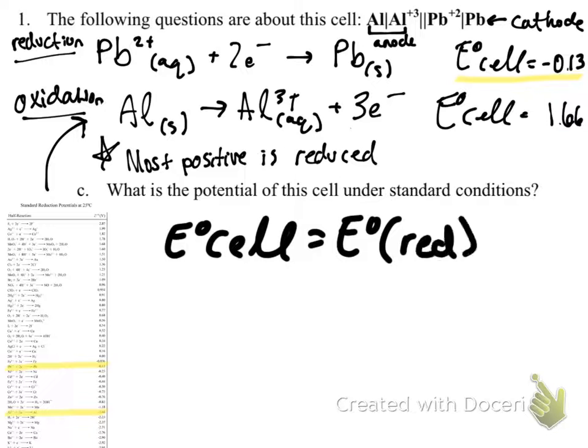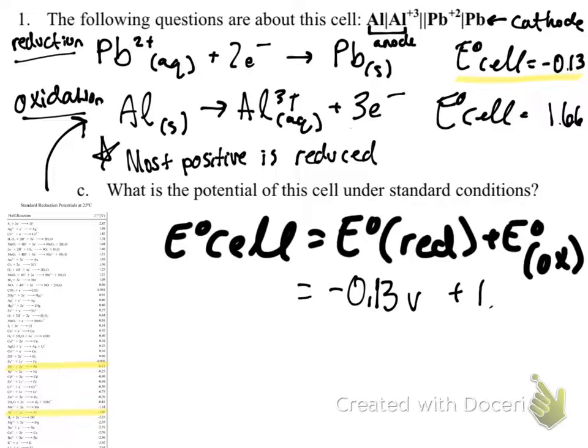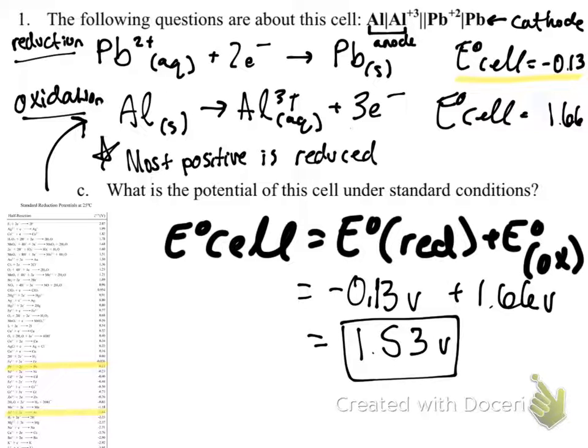So then we can go ahead and take our equation and add them together now. So this is our equation. We have E cell equals E reduction plus E oxidation. And so we're going to plug in our numbers now. We're going to have negative 0.13 and positive 1.66. And these are in volts, by the way. All of these E's are going to be in volts. So we can go ahead and add those together, and we get our answer of 1.53 volts. Yay!